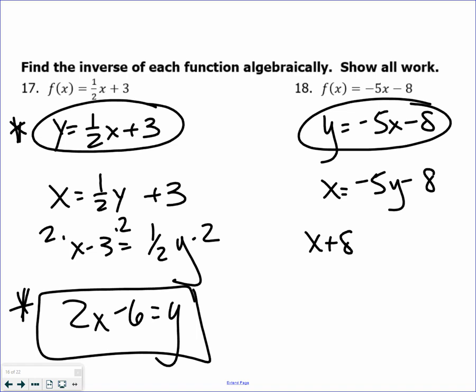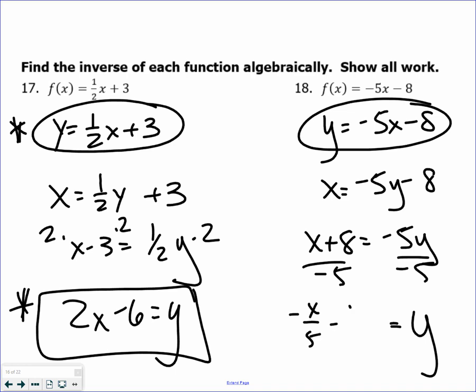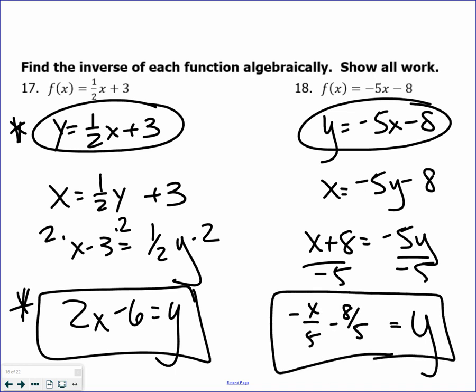I now am going to solve this for y. Your teacher may be different, but anytime I multiply or divide by a monomial, I split it up into 2 fractions. So again, since x plus 8 is being divided by -5, I'm going to divide both of these by -5.